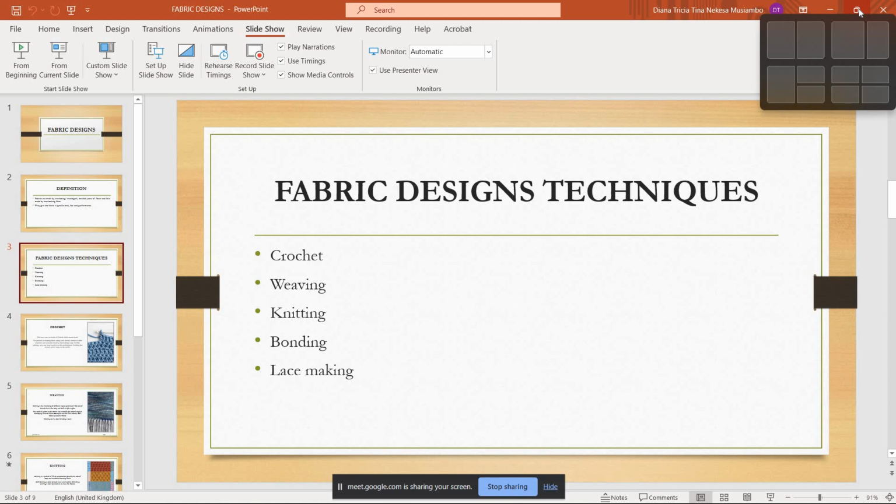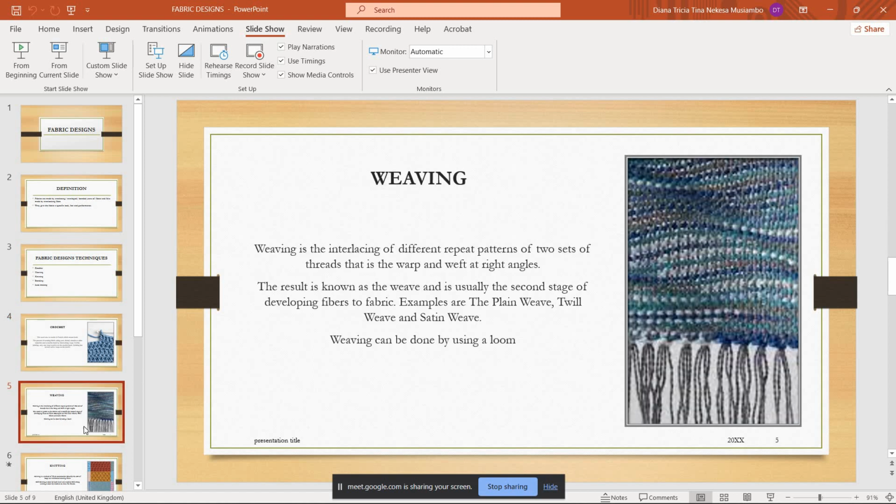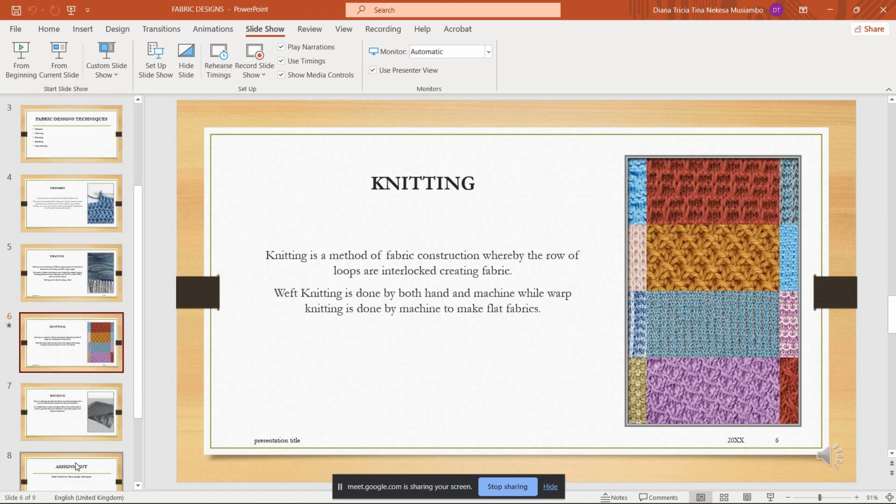We have crochet, weaving, knitting, bonding, dressmaking. Thank you. So with crochet, we use yarn and one hook. It can be either yarn, thread, or other materials together with a hook. And fabric is made by interlocking loops. Then let's go to knitting.